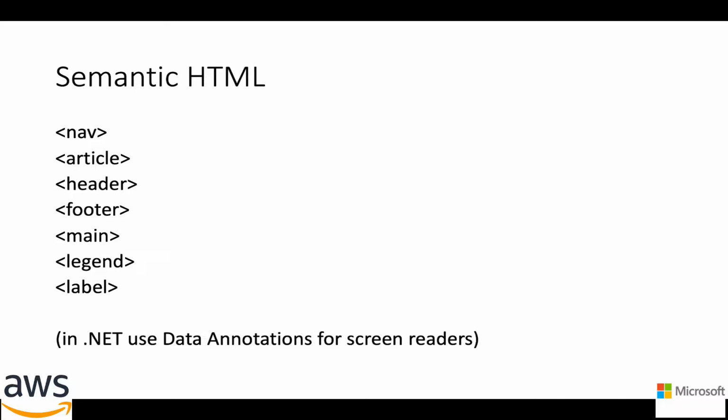So things like using nav for your navigation, article, to say that this is an article or something with a lot of text, where the header is, not to be confused with the head tag, which is just the metadata for the page. The footer, the main content, a legend if there is a legend, and labels. And they're just a few of the tags, but they're definitely worthwhile looking and making sure that if you do have HTML, that it is upgraded or reworked to use Semantic HTML.